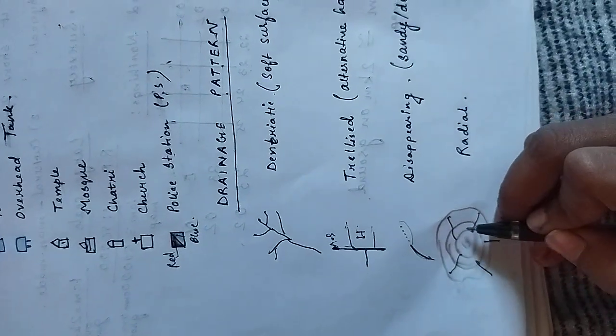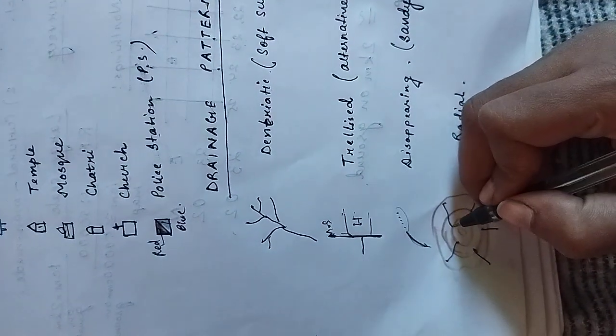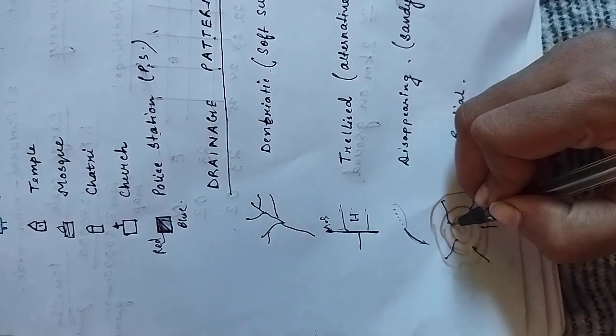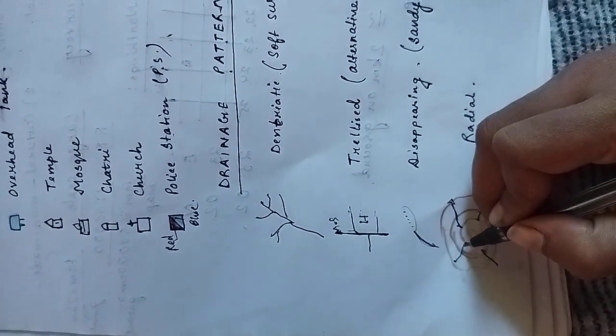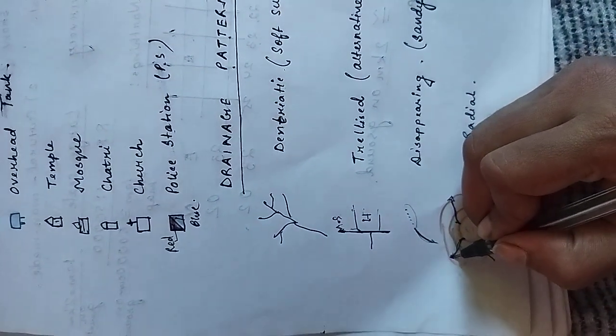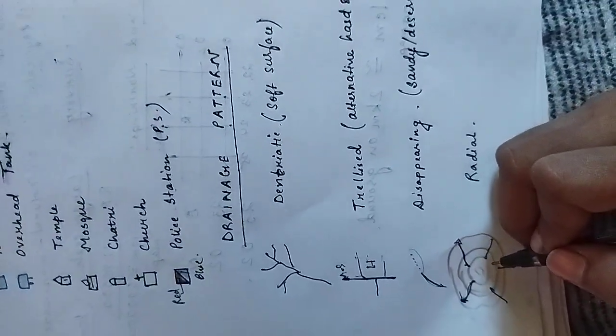This is another pattern, the radial pattern, where the streams are moving outwards. So from inward it is moving outward. Many streams are moving in the outward direction.